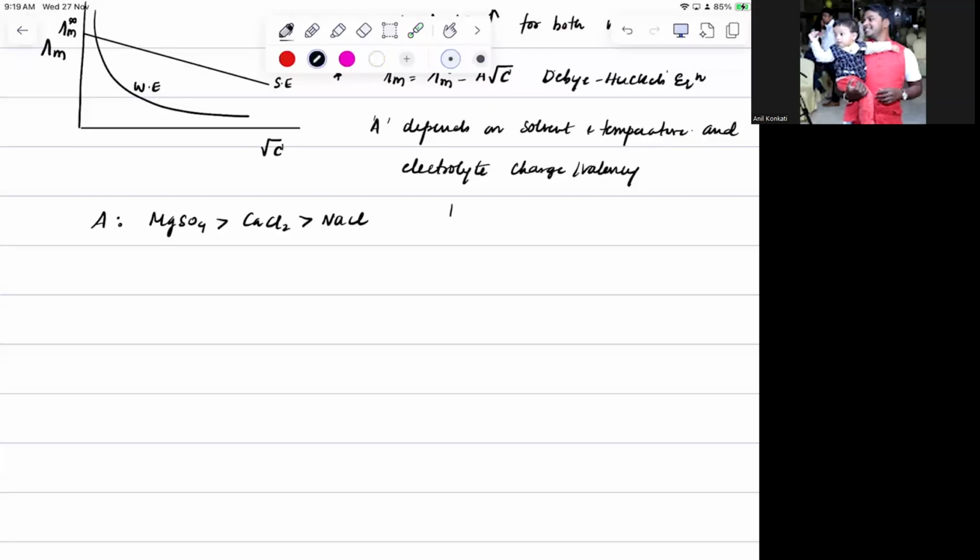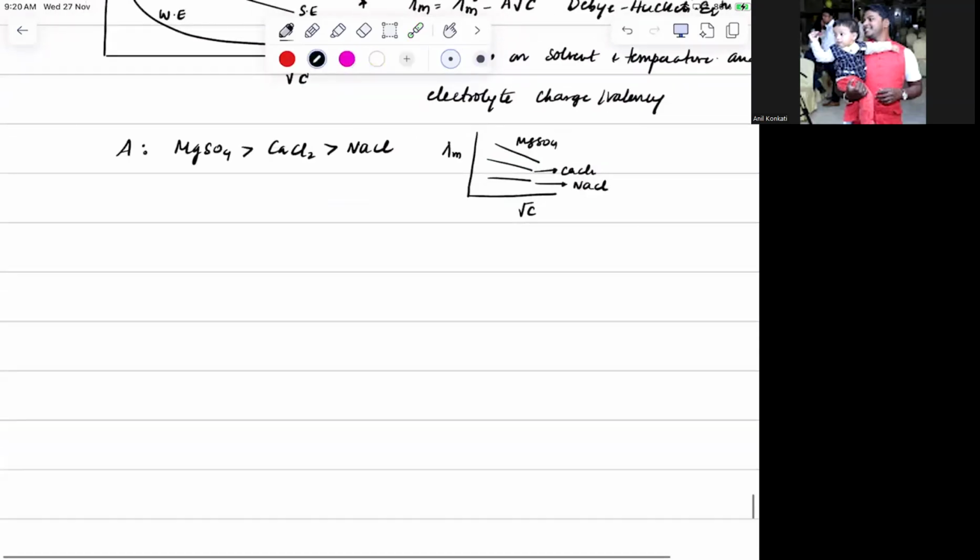This can also be written as a graph like this, lambda m versus root C. If you get three graphs like this, the first graph will be for MgSO4, the second for CaCl2, and the third for NaCl. Because of the more negative slope, it will be for NaCl, and more towards the positive slope means it will be for MgSO4.